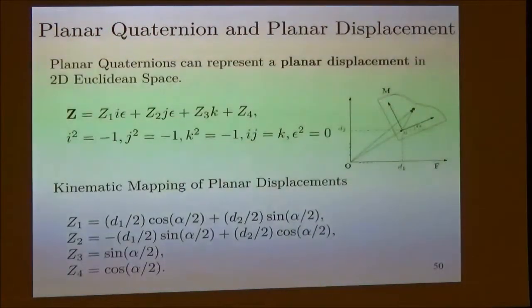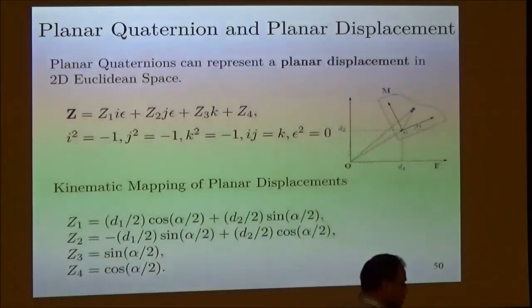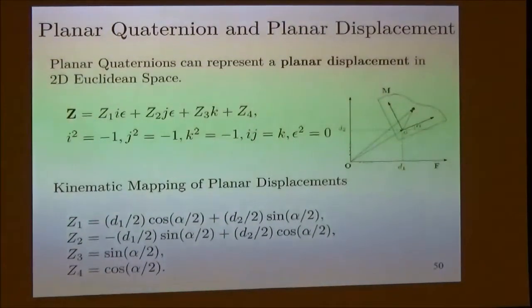Okay, now, we talked about 3D rotation, we talked about spatial displacement, which is represented as part of the quaternion. The next thing is a special case of the spatial displacement, which is planar displacement. Now, planar displacement requires three numbers to represent, right? If you have a moving body with a fixed frame, you can locate its origin, you can locate its orientation, and those are the three numbers you need: d1, d2 for translation, and alpha for the rotation.